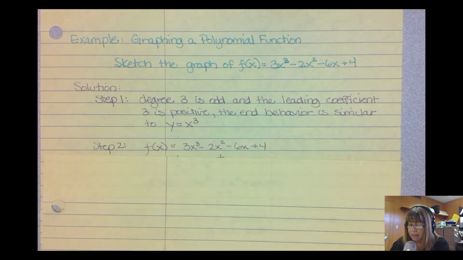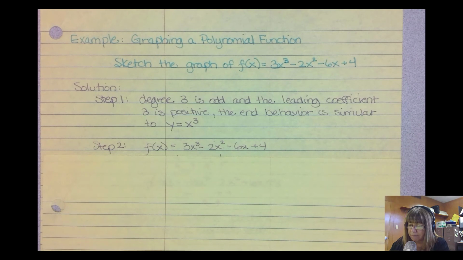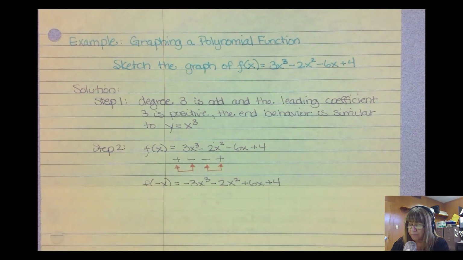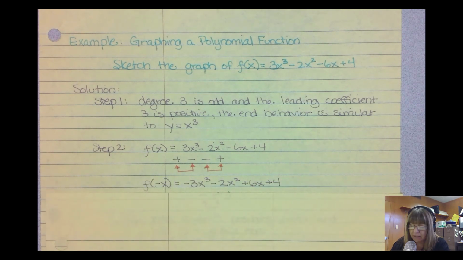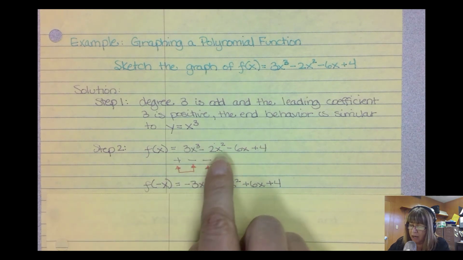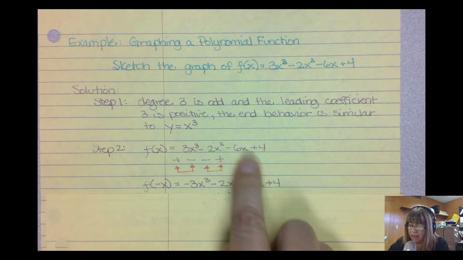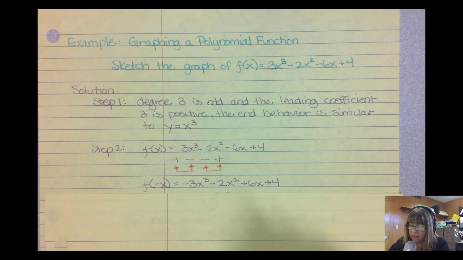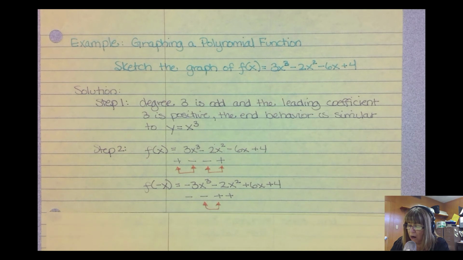Second step, let's look at the variation of signs. So we have positive 3, negative 2, negative 6, positive 4. We have 2 sign changes there, variations of sign. Let's throw in a negative x and see what happens. Negative x cubed is a negative, so the positive times a negative is a negative. Negative x squared is a positive. Positive times negative is a negative. Negative x times negative is a positive, and the 4 doesn't have an x. So it looks like we have negative, negative, positive, positive. We have 1 variation of sign there.